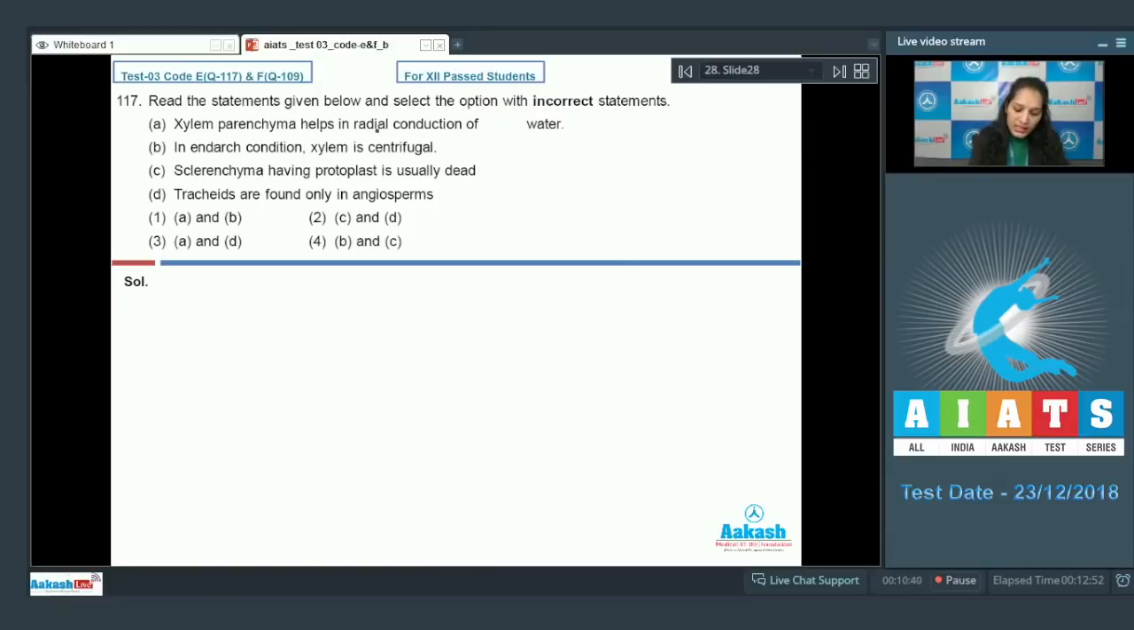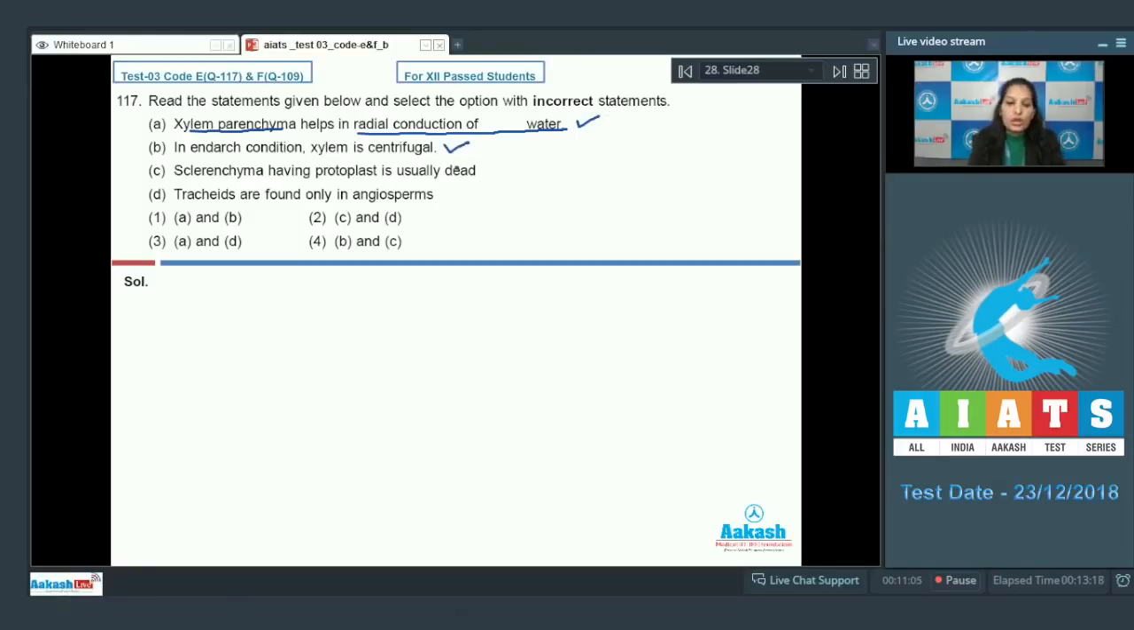See the statement A. Xylem parenchyma helps in radial conduction of water. This is true. Xylem has 4 components, out of which xylem parenchyma is the only living component which helps in radial conduction of water. B. In a dark condition, xylem is centrifugal.